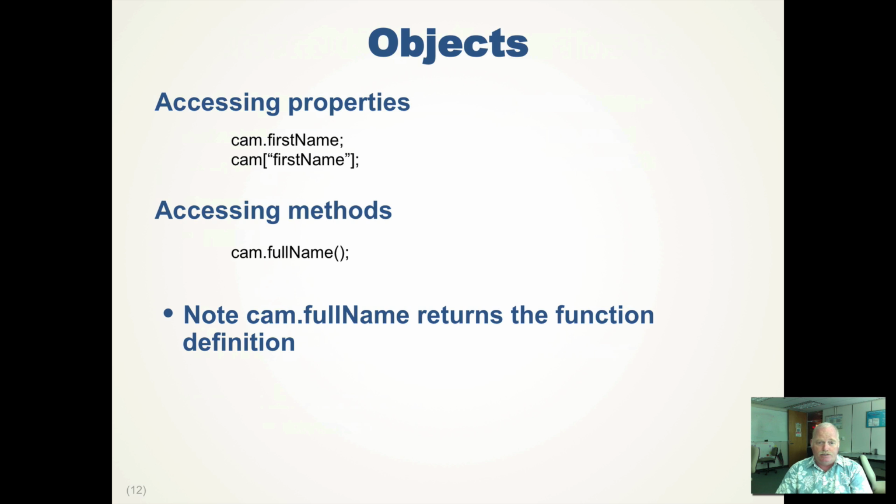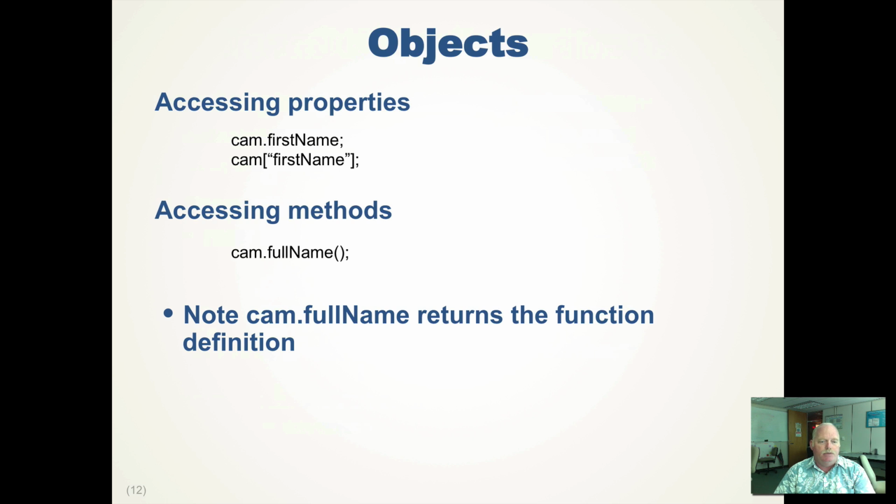So how do you access properties of the object cam? You could use the dot notation where you say the variable dot the property name, or you can use what I call the array bracket notation where you say cam and then you provide the bracket and then you have the name of the property in a string and then close bracket. Either of those notations will return you the value of cam's first name.